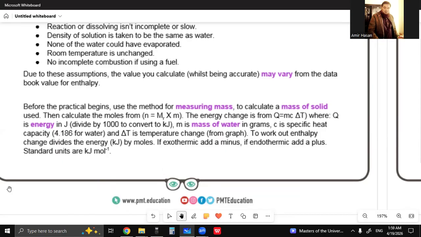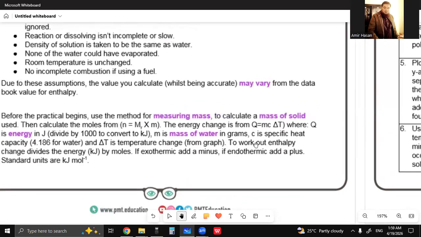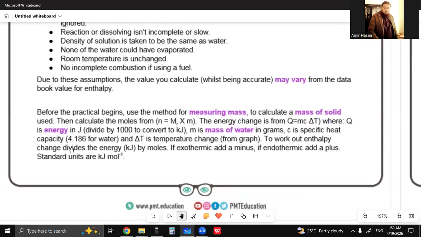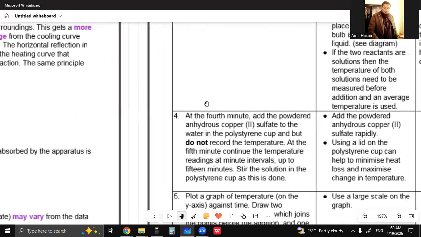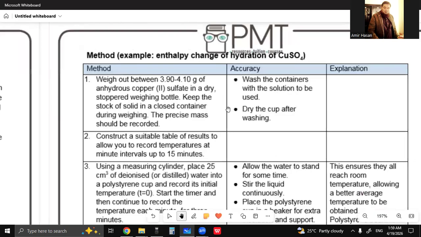Now, the standard enthalpy change comes in kilojoules per mole, which means the energy divided by the number of moles. For an exothermic reaction we add a minus, and for an endothermic reaction we add a plus. The standard unit is kilojoules per mole. We use this standard unit. These are the ways by which we can calculate the enthalpy change.